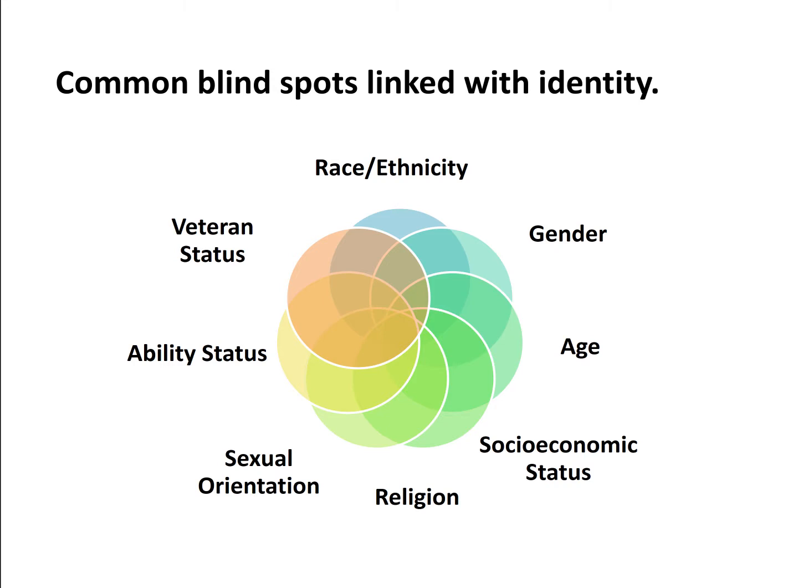Now, looking at common blind spots that are linked with identity. And here we start to link identity with the notion of unconscious bias. Note how unconscious bias can be triggered based on any number of identities that we perceive in other people, even if that's not how they would self-identify. This also can be complicated when aspects of individuals' identities are invisible.